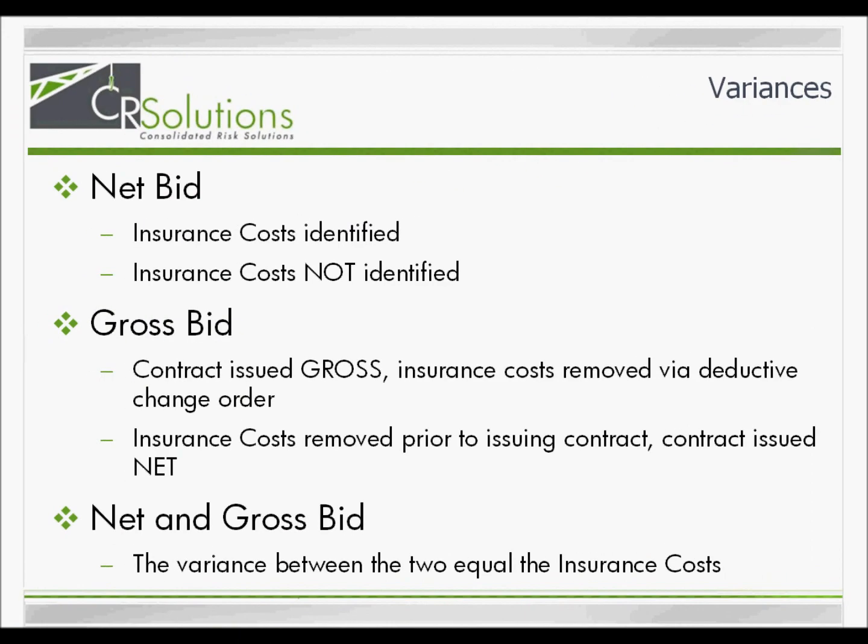There are others in the industry who refer to deducts and alternate adds as gross and net bids. The sponsor can require that all bids be submitted net, but may or may not require that the insurance cost be identified. The sponsor can request gross bids, then award the contract either gross or net of insurance cost. Similarly, the sponsor may require that the bids be submitted both gross and net, with the variance being the cost of insurance. It is important to be aware that this other terminology exists. However, for the purposes of our presentation, we will continue to reference alternate adds and deducts instead of gross and net bids.